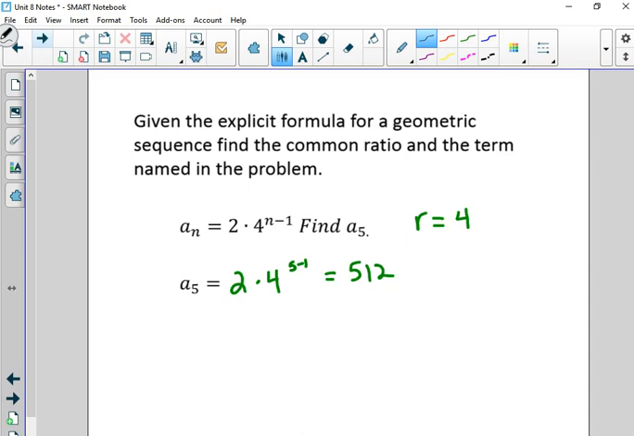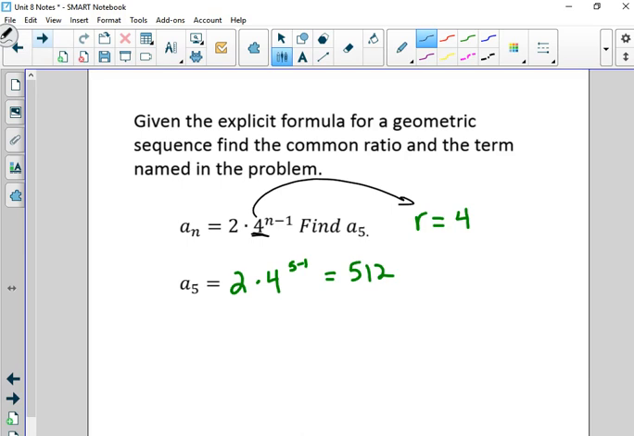Okay, given the explicit formula for a geometric sequence, find the common ratio and then the term named in the problem. So we want to find the 5th term. Well, this is the common ratio, just that number. All you have to do is say R is 4. All you do is write it like that. That number, that base, the base for the exponent n minus 1, that is R. So it's already there. You just got to say R is 4.